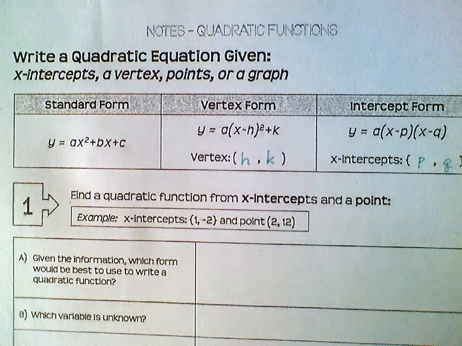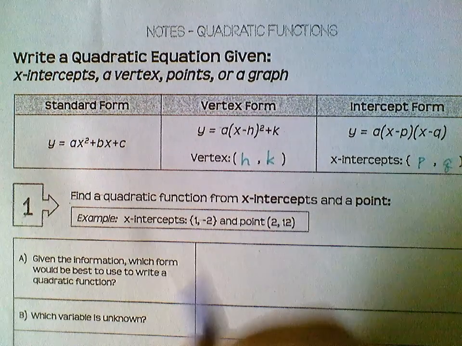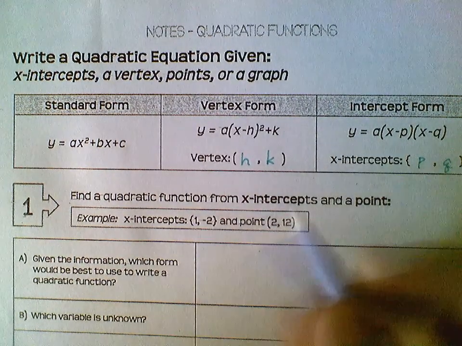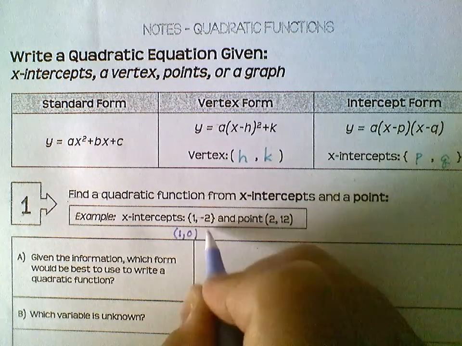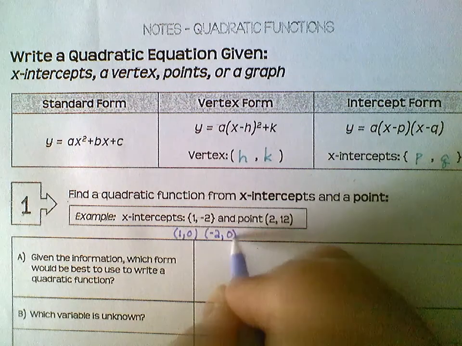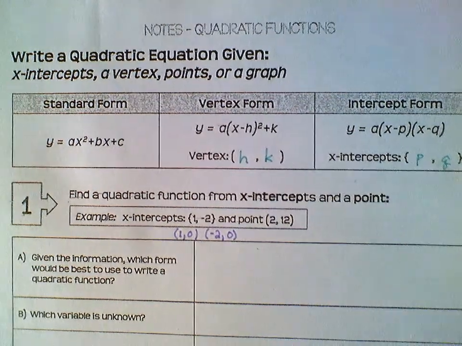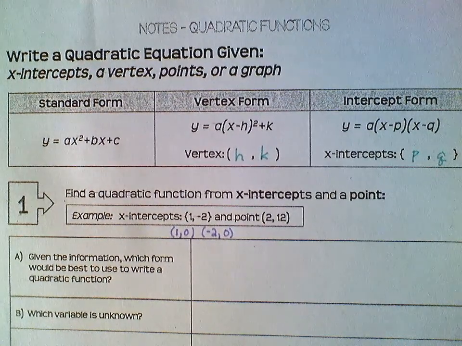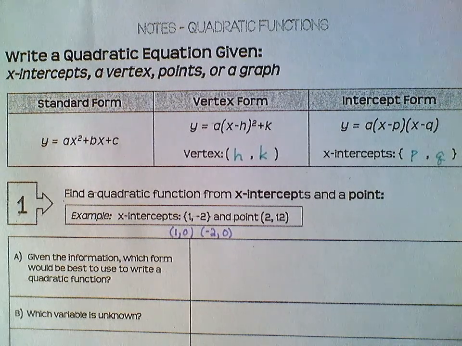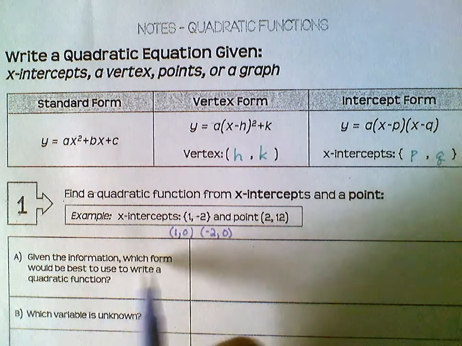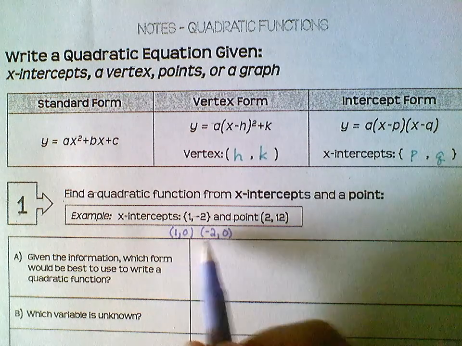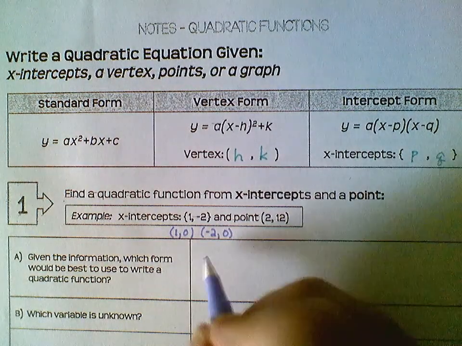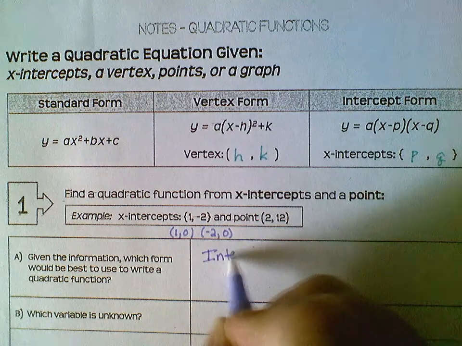So look at our first example. We are given the x-intercepts of 1 and negative 2. This means we have an x-intercept at (1, 0) and at (-2, 0), and they gave us another point on the graph, which we need. Given the information, which form would be best to use to write a quadratic function? They gave us the x-intercepts, so we're going to use x-intercept form, or intercept form.